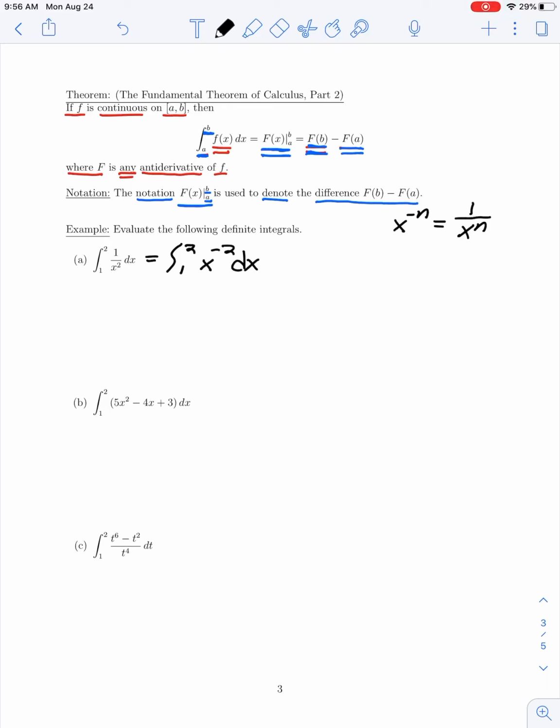So in order to evaluate this definite integral using the fundamental theorem, we need to find an antiderivative of x to the negative 2. So using the power rule from Calculus 1, in order to find an antiderivative of a power function, we would add 1 to the exponent. So we would have x to the negative first, and then we would divide by that number, negative 1.